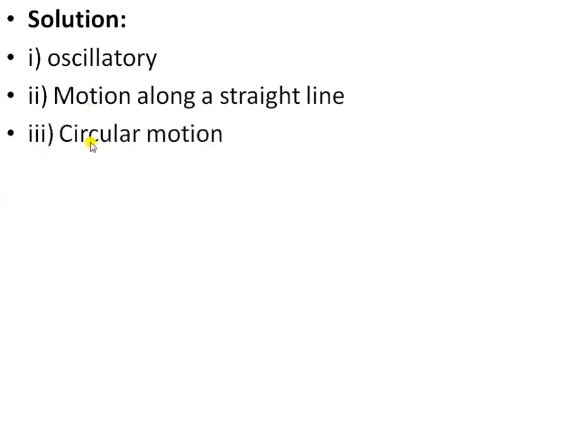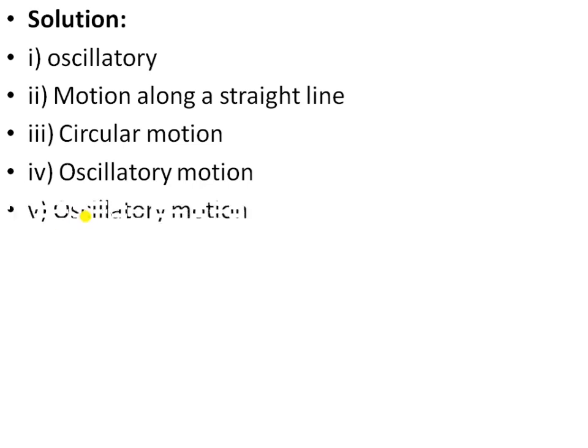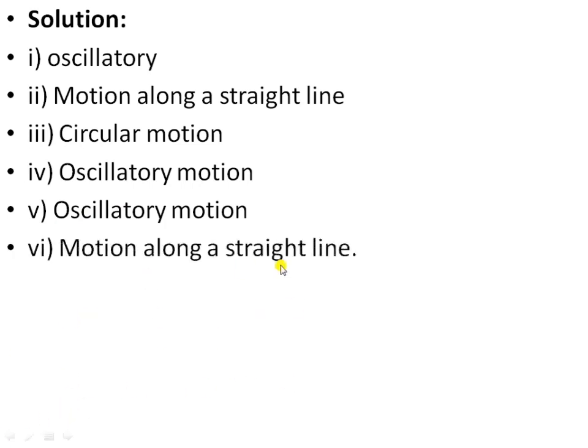Third one, the answer is circular motion. The motion of a child in a merry-go-round is a circular motion. Fourth one is oscillatory motion, the motion of a child on a seesaw. The motion of the hammer of an electrical bell is also oscillatory because it goes in a to and fro position. And at last, the motion of a train on a straight bridge is motion along a straight line, or rectilinear motion.